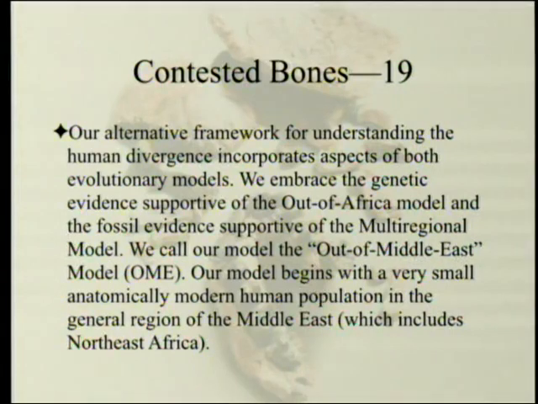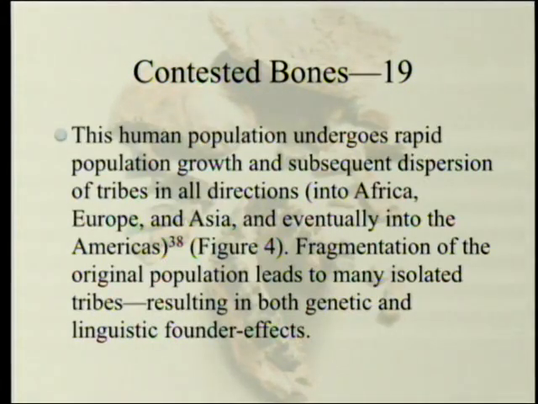Our model begins with a very small anatomically modern human population in the general region of the Middle East, which includes Northeast Africa. This human population undergoes rapid population growth and subsequent dispersion of tribes in all directions into Africa, Europe, and Asia, and eventually into the Americas. Figure 4, which we'll come to shortly. Fragmentation of the original population leads to many isolated tribes, resulting in both genetic and linguistic founder effects.